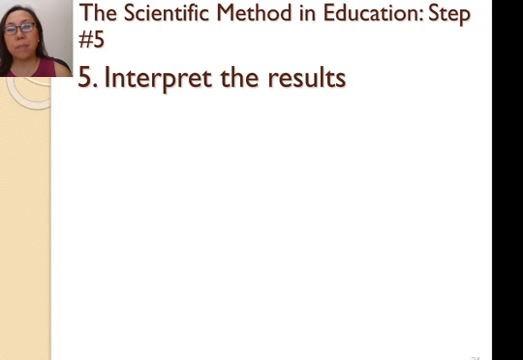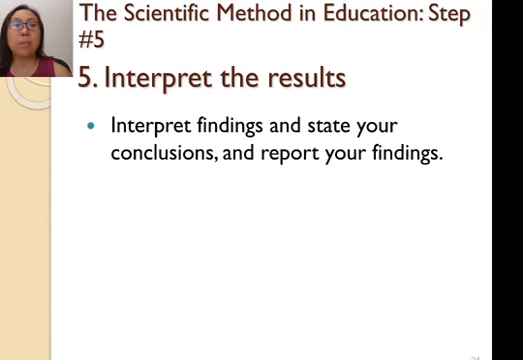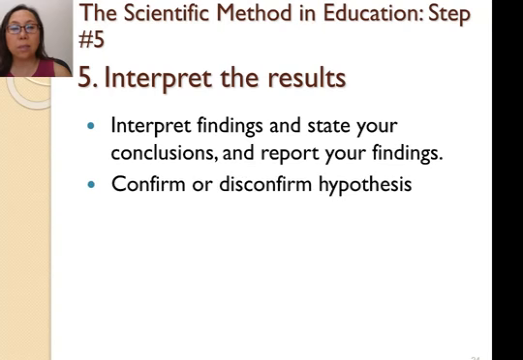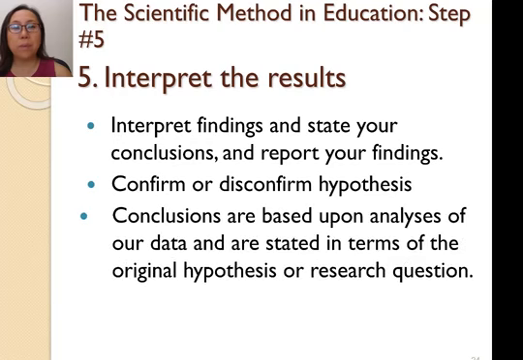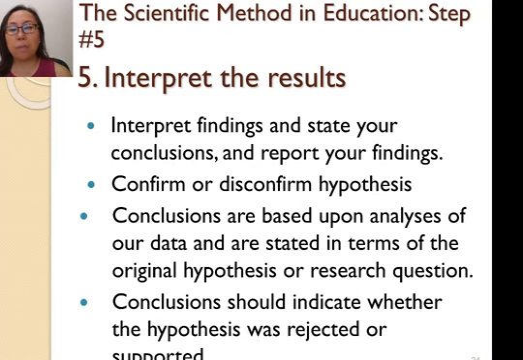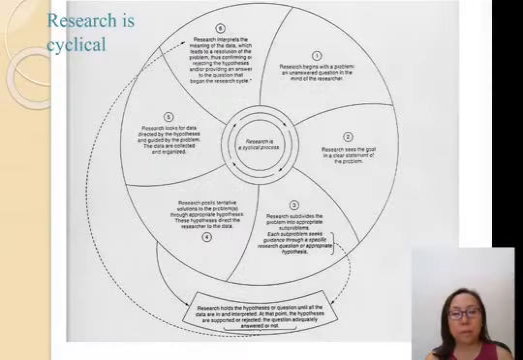And then the final step in the scientific method of education is to interpret the results. Right? Interpret the findings, state your conclusions, and report your findings. And by doing so, you want to confirm or disconfirm hypotheses. Conclusions are based upon analyses of our data and are stated in terms of the original hypothesis or research question. So the conclusions should make it very clear whether to reject or support the hypothesis that you created at the beginning of the study.